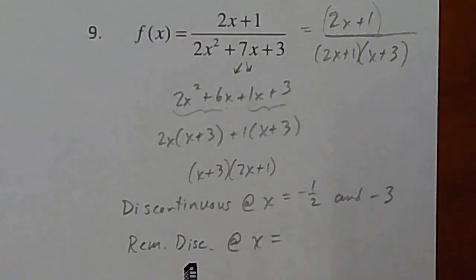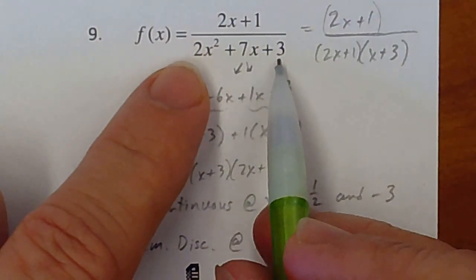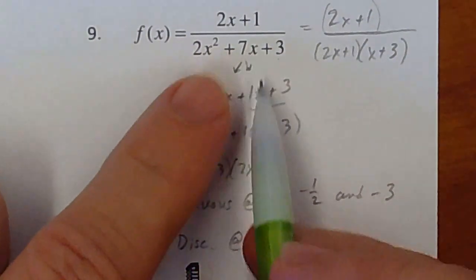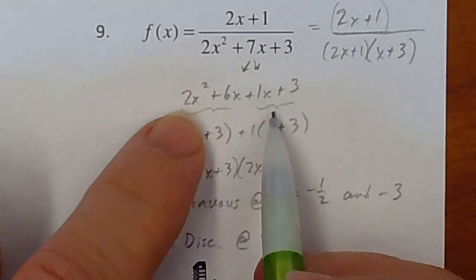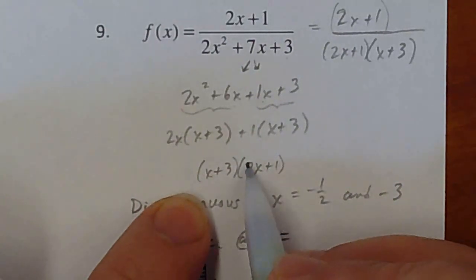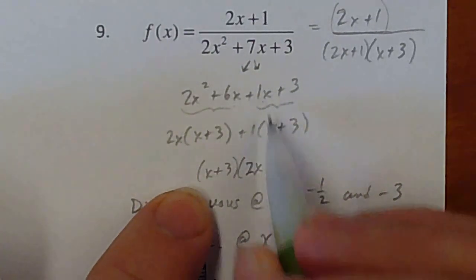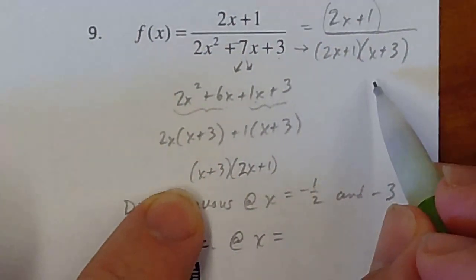All right, feedback on 9. The bottom, we're looking at factors of 6 times 1. So factors of 6 that add up to 7. So it's 6 and 1. Split that middle term, factor out the GCF, factor by grouping to get this factor. So that factors to this. So I replaced it here.